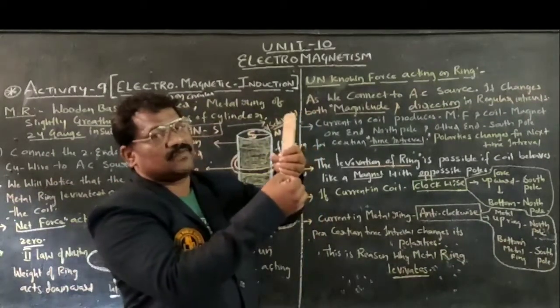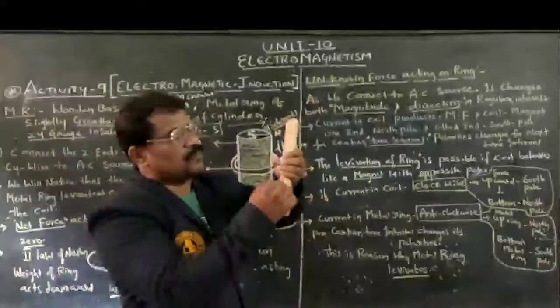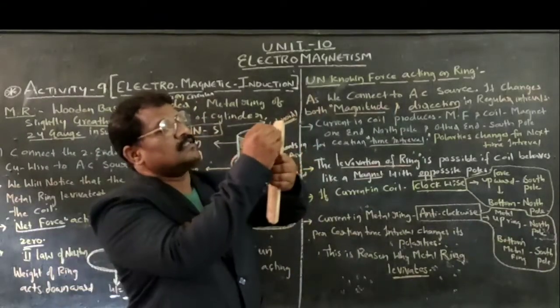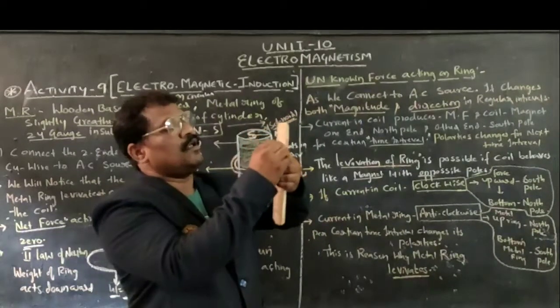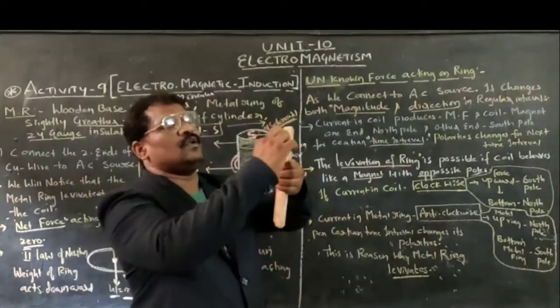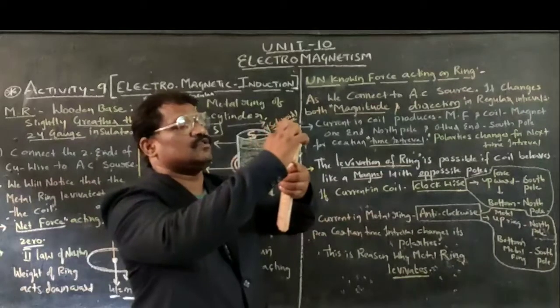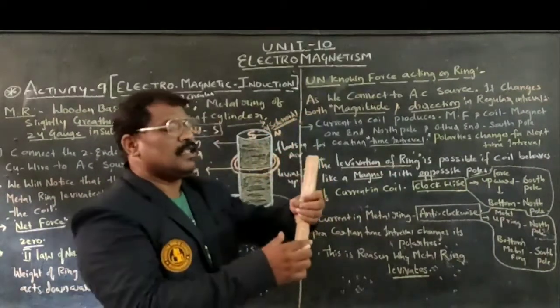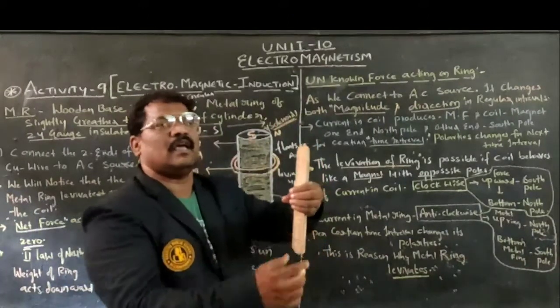The bottom surface of this one must act as what? South pole. So what happens? South pole and north pole attract each other. Due to the attraction force of these two poles, what happened there? The ring will be levitated within the air.